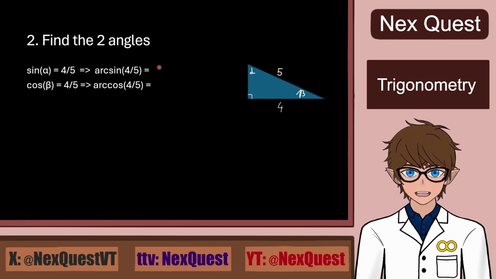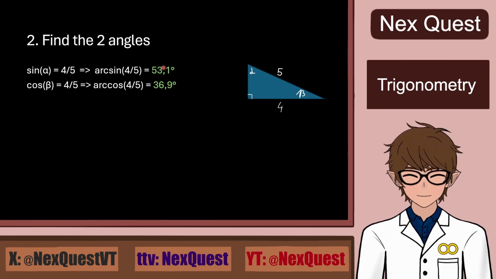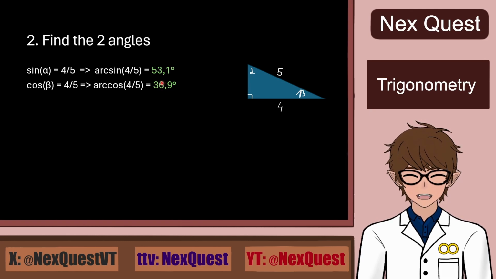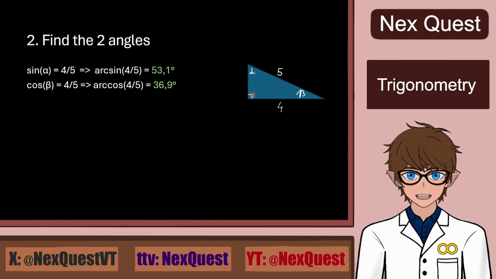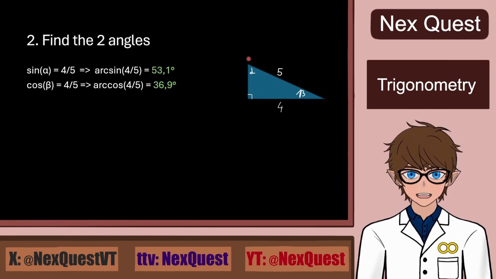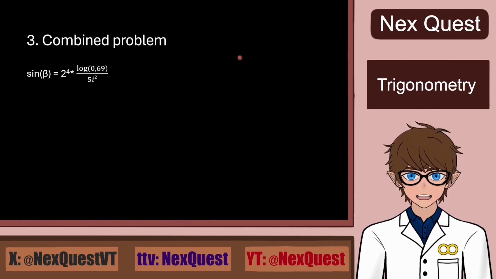So I get the inverse functions, so I can insert the ratios, get out the values, calculate this. 53.1 degrees for alpha and 36.9 degrees for beta. We could also just get one of the angles and subtract 90 and 53.1 or 36.9 from 180, and we'd get the other angle.